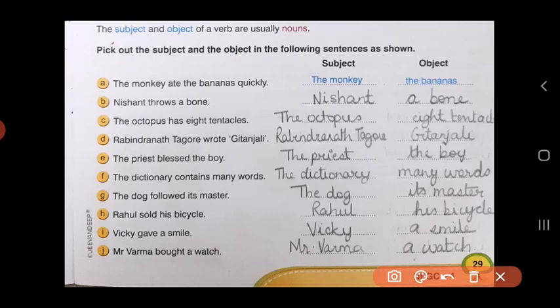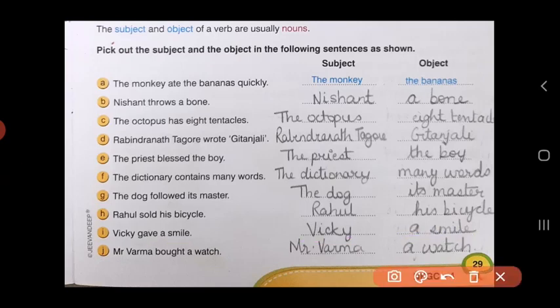Rahul sold his bicycle. Sold is the verb. Who sold? Rahul. So Rahul becomes the subject. Sold what? His bicycle. His bicycle becomes the object. Vicky gave a smile. Gave is the verb. Who gave? Vicky. Vicky becomes the subject. Gave what? A smile. A smile becomes your object.